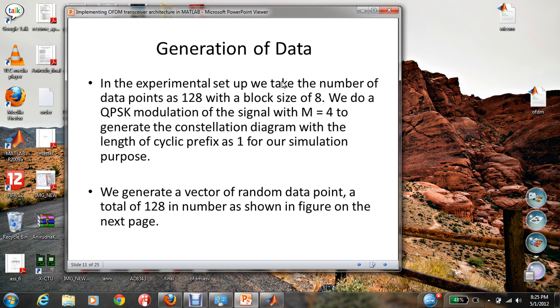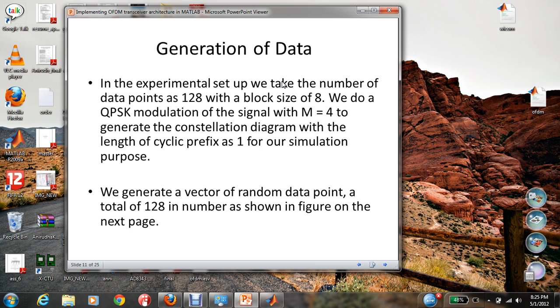And then the modulation scheme which we are using is QPSK, that is quadrature phase shift keying, and M is taken as 4. M is the variable where 4 represents the constellation diagram. There will be 4 total available symbols. And then we also need to calculate the size of the cyclic prefix. For our simulation case, we have taken it to be 1, which is the calculated value based on the formula which we have been using in our simulation.